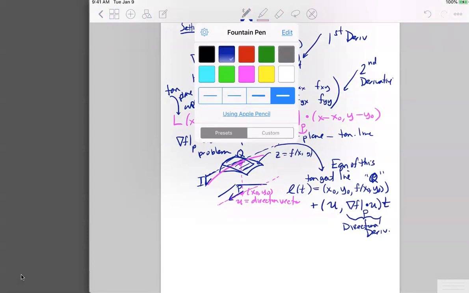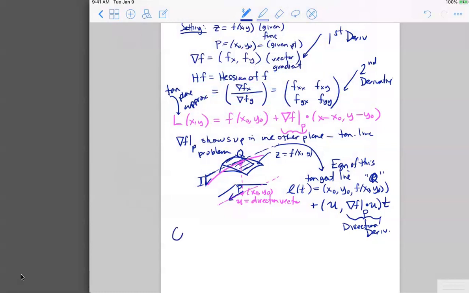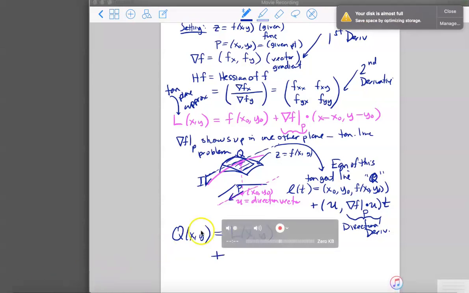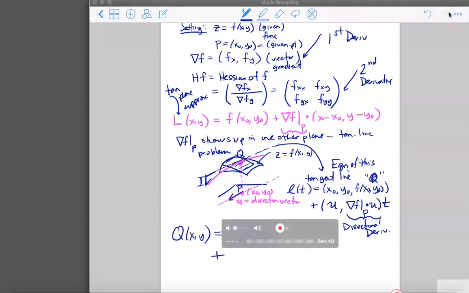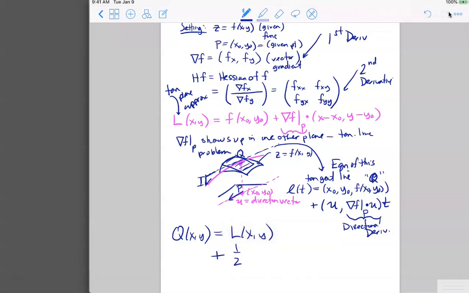Okay. And that's where we came up with this thing called the quadratic approximation. The quadratic approximation is the linear approximation, and then you need to just add on 1/2 the Hessian at the point P. So that's the equivalent of the second derivative. And then we need to multiply by x minus x naught, y minus y naught. And we need to do that again for the squared part of the quadratic approximation.